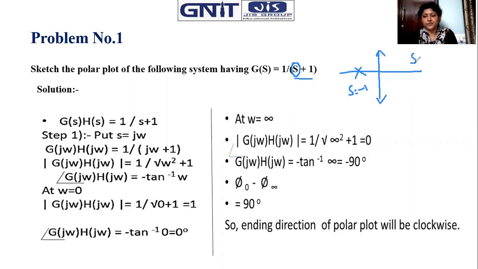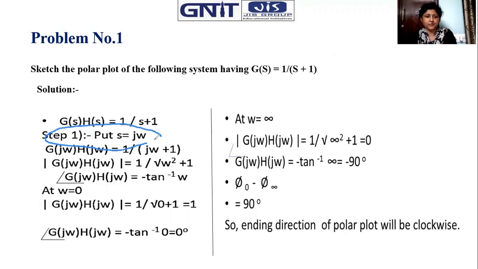It is what you can say the PZ map of the s-domain representation. At s equals to minus 1, there is a single pole existing. Now, what will be the approach of drawing the polar plot? That we have already done in the concept part. First of all, this is basically G(s), so you are putting here G(s) as 1 divided by s plus 1. Now, what is the first step?